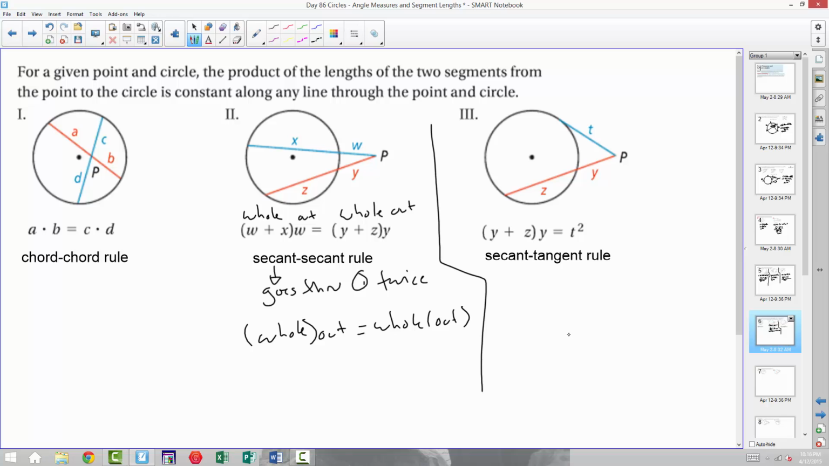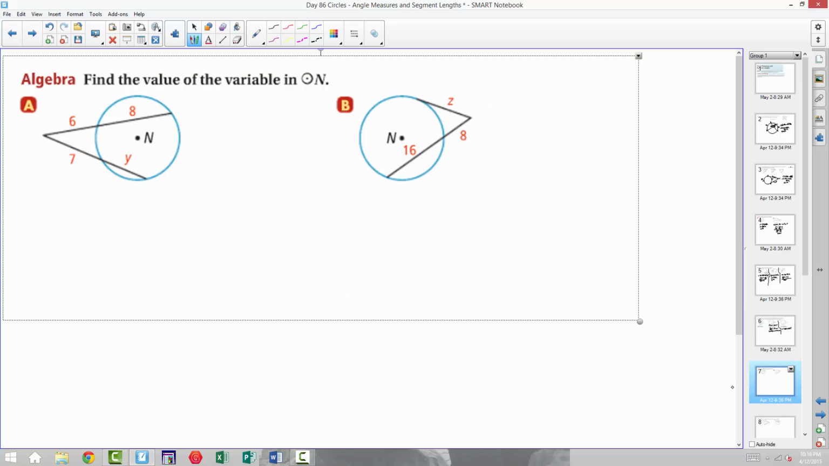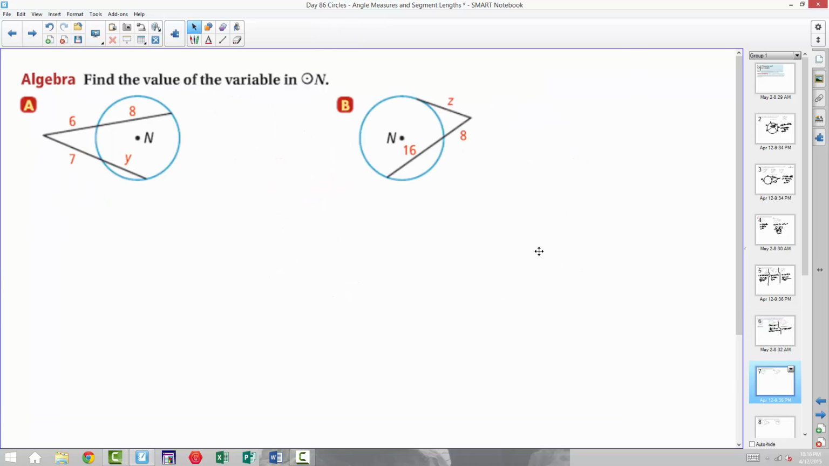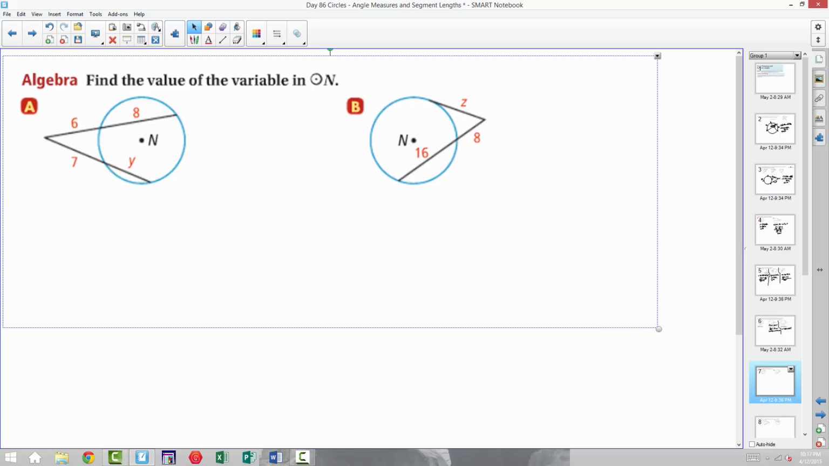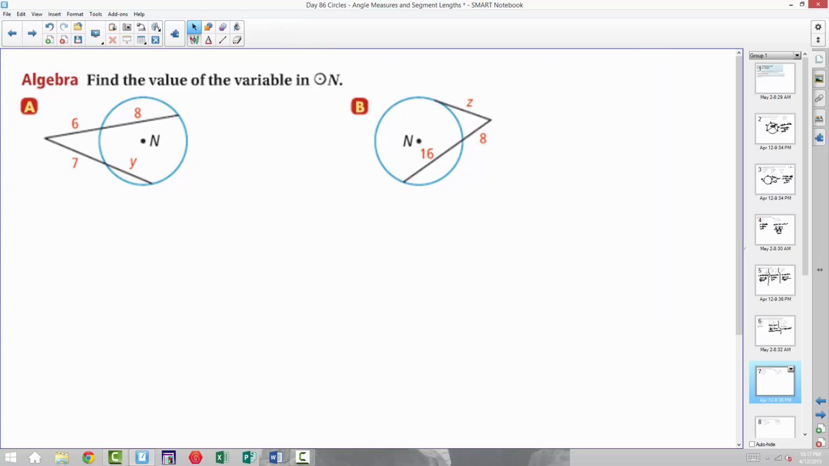And then you have your secant tangent rule. Again, the secant line touches the circle twice, the tangent touches the circle once. So this is the whole times the outside is going to equal the outside squared. And you'll see some examples. So these are segment lengths, again, not angle measures.